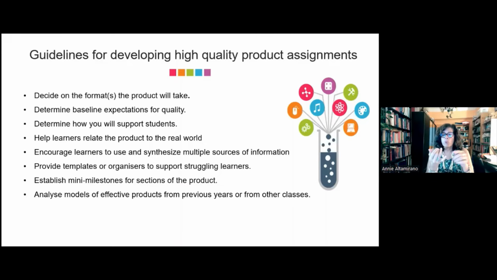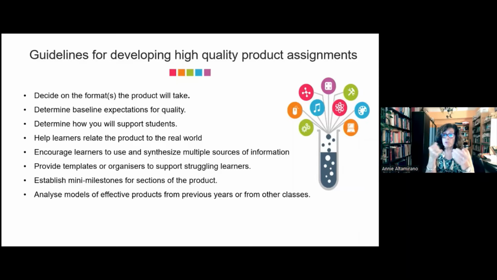Decide how you will support them. Will it be with additional questions, with additional material? How are you going to project to the real world so that what they are doing in the English classroom is meaningful in real life? It's not just one other school subject.